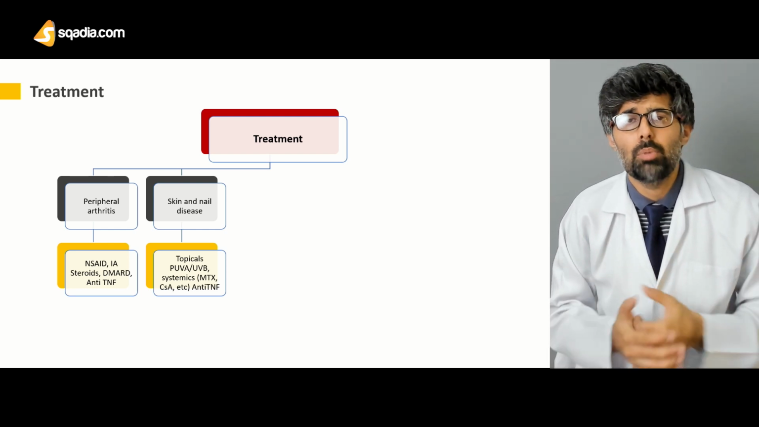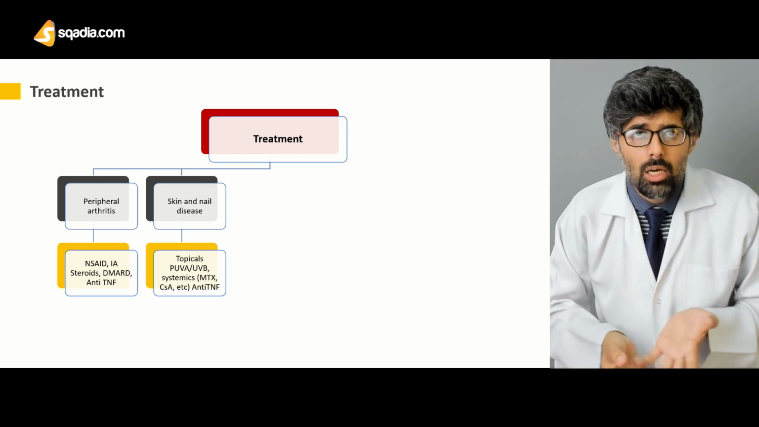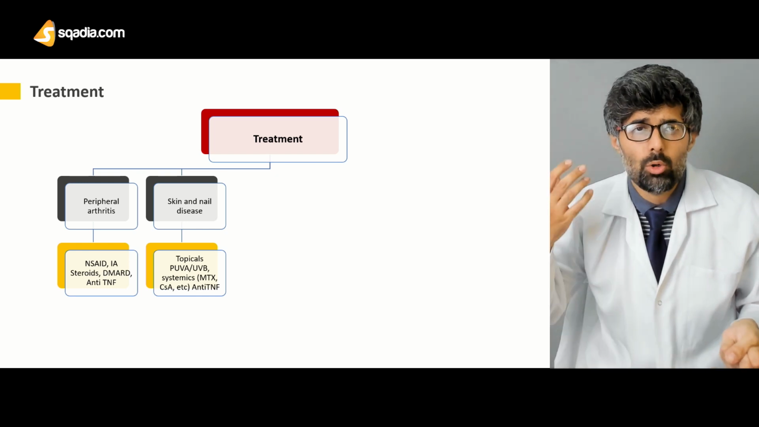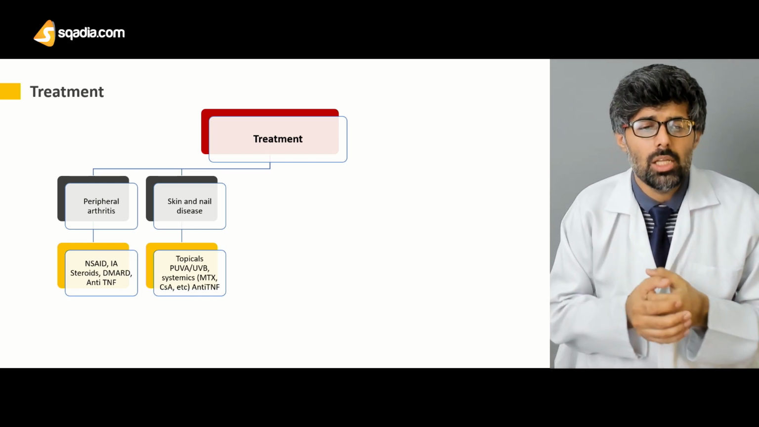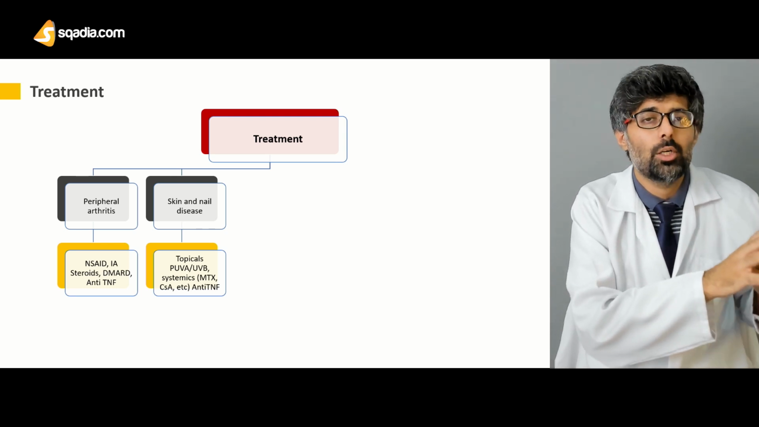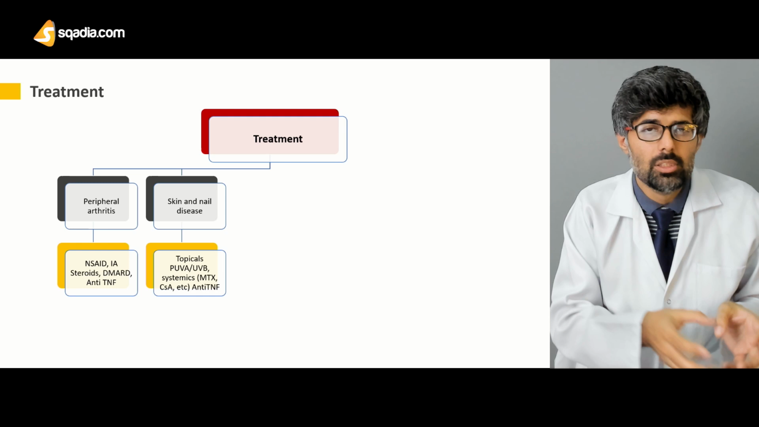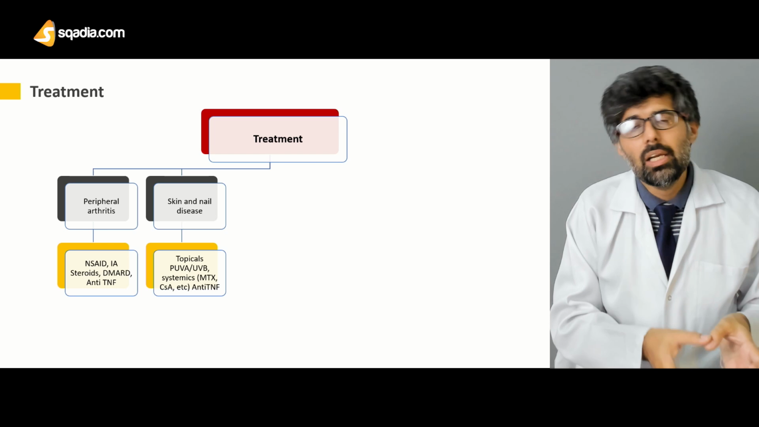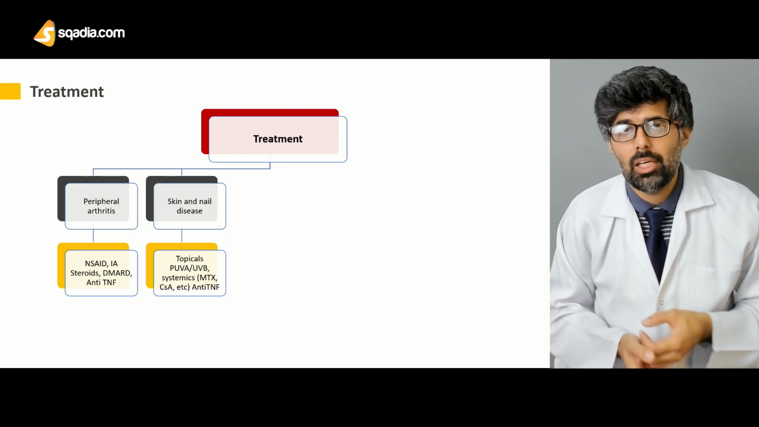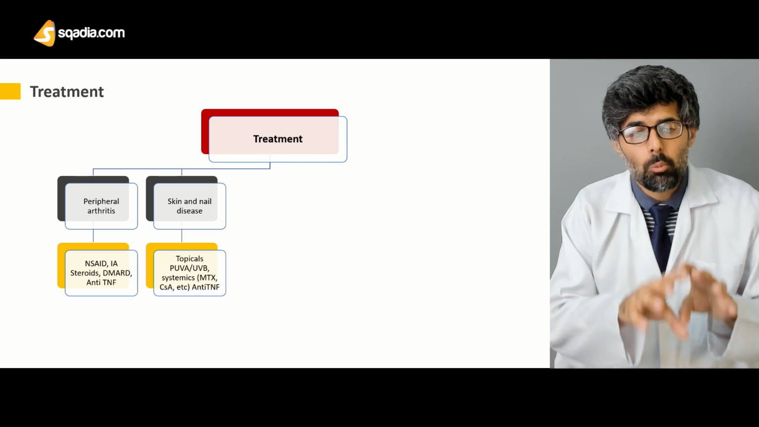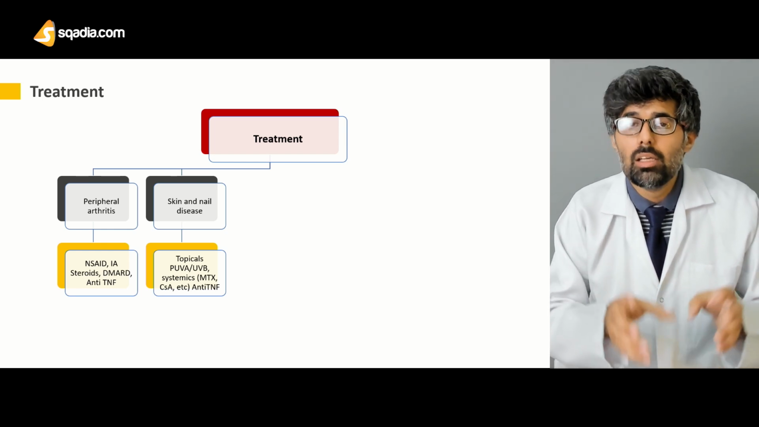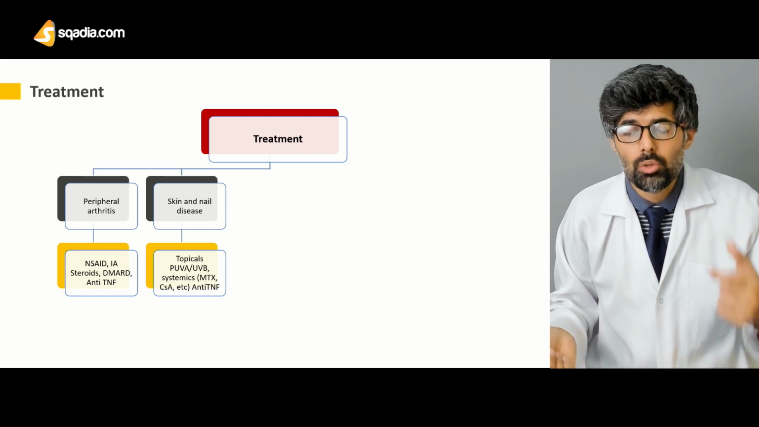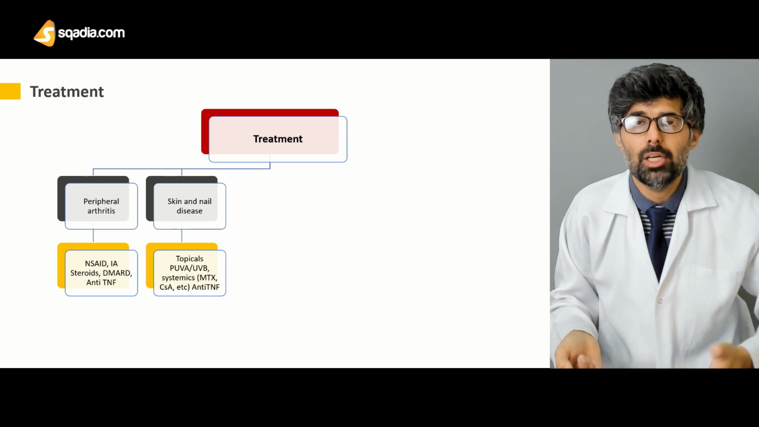They can be dealt with by using PUVA, using psoralen with UV light A, or UV light B. They can even be treated with some kind of systemic immunosuppressant such as methotrexate or cyclosporin, or even anti-tumor necrosis factor alpha can also be given. Now all of these, when given in conjunction, can give you relief from both the skin and nail disease. Now their application depends upon the severity of disease.